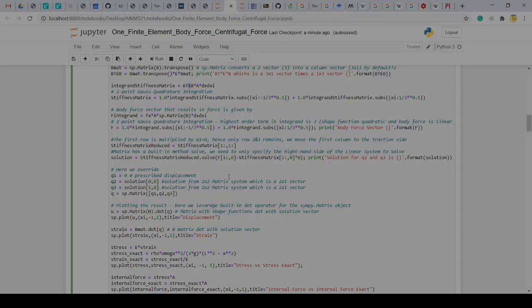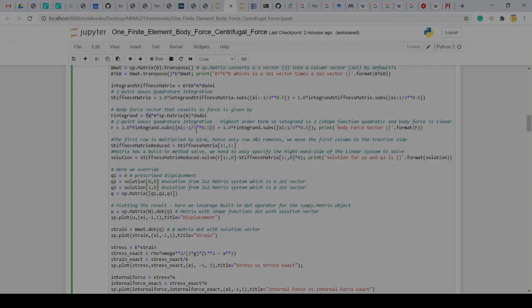The body force vector results in a force given by this, my integrand for the body force, fx times A times the shape function times dx/dψ, dψ. Again, I can integrate this. If I look at the highest order in the shape function, I can integrate this with the two-point Gauss rule to be exact. And they have computed down my body force.